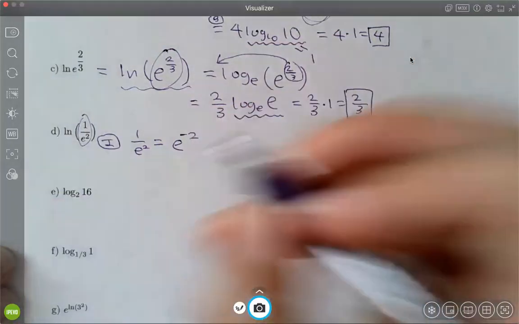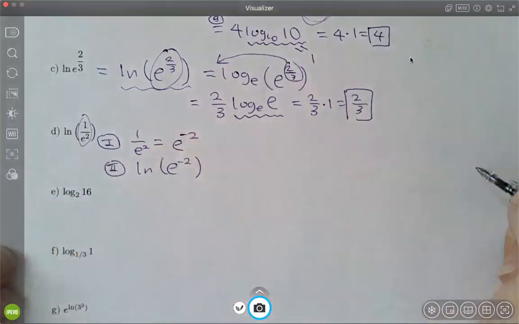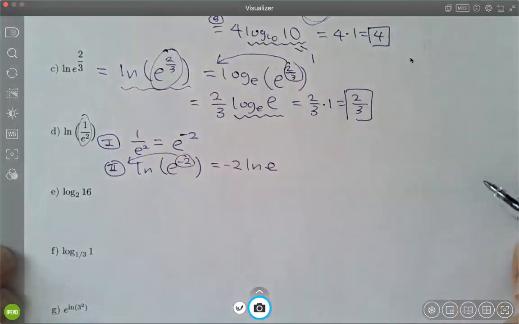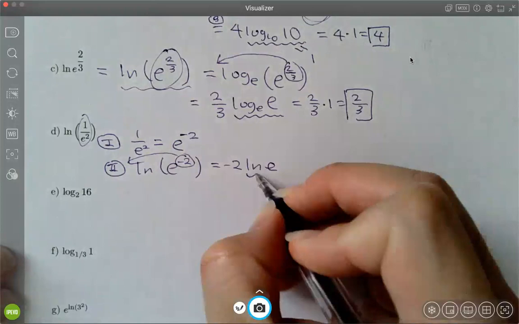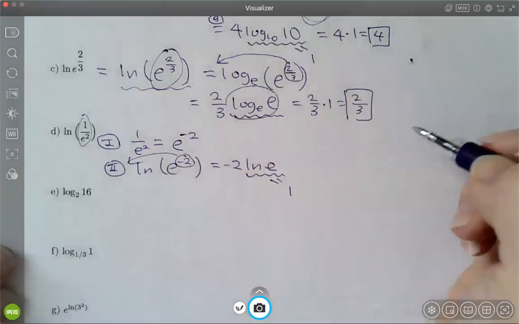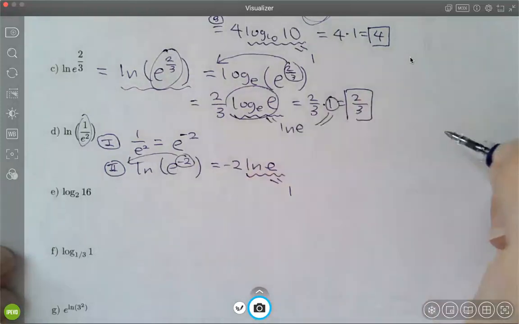And so what do we have? ln e to the power -2. Hopefully you can see what the answer should be. Again, if you don't see it, you can just pull the exponent out. And what is ln e? I didn't write it here, but from the previous problem, we saw that ln e is equal to 1. So ln e has to be 1, so the answer is equal to -2.